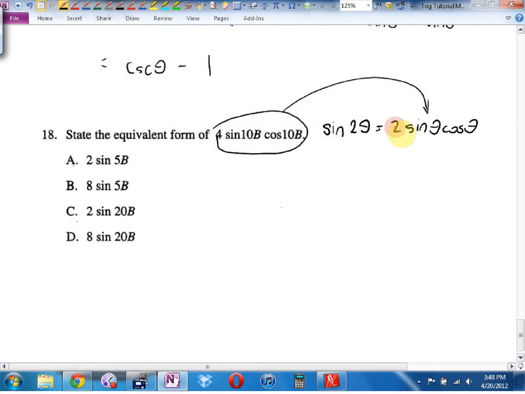Except, Steph, what do I have here? A 2. What do I have here? I'm going to ask you the same question, and I want you to give me the same answer. A 2 times 2. Don't I, can I not write this as 2 times 2 sine 10b cos 10b? Right? There's the 4.